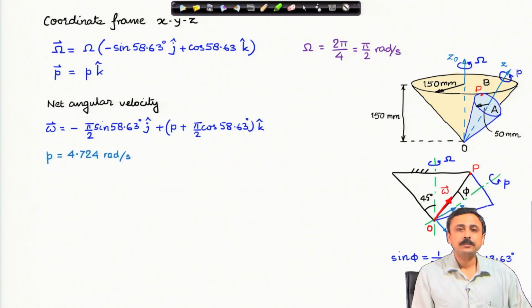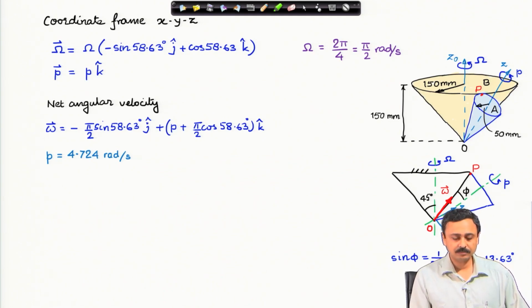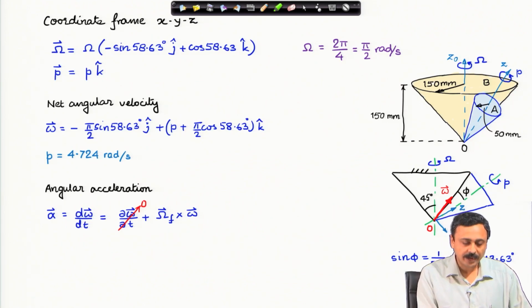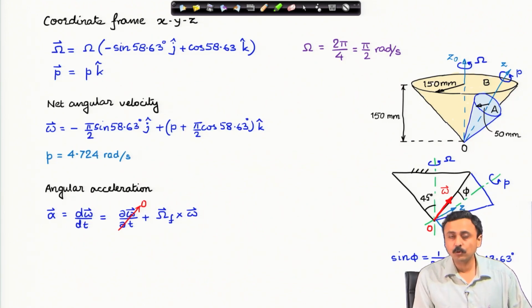Okay, so we have P, we have the expression of omega. I have removed the derivation steps. Now, we have to find out the angular acceleration. This was our objective, to find out the angular acceleration of cone A, and angular acceleration of cone A is nothing but the total time derivative of the angular velocity of cone A. There is a temporal time derivative, del t of omega, which is 0.